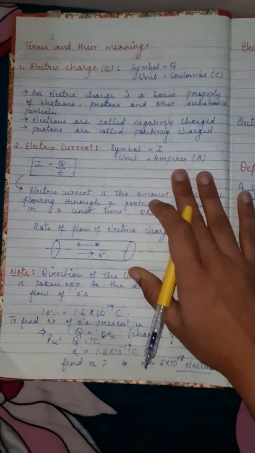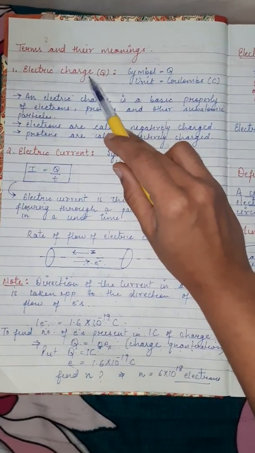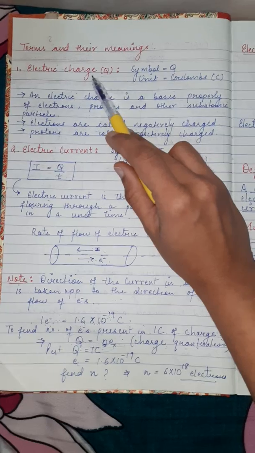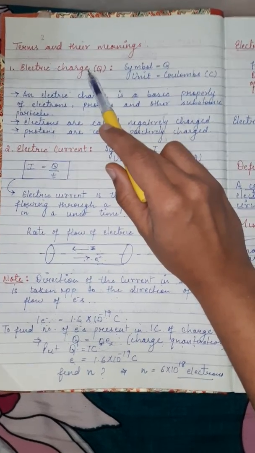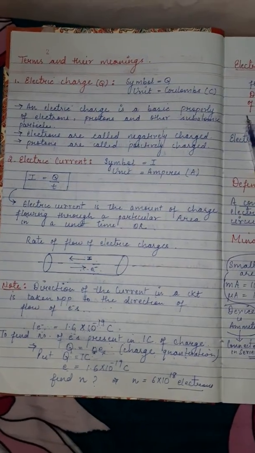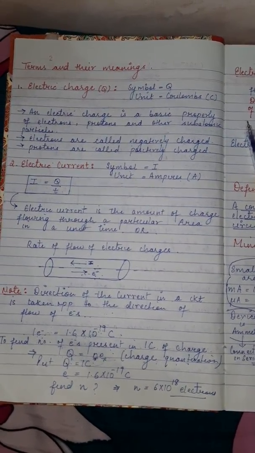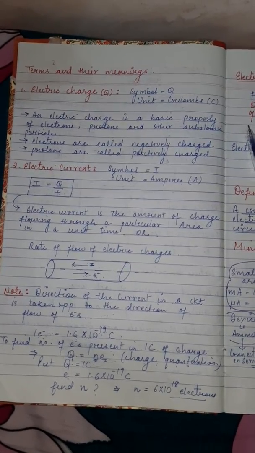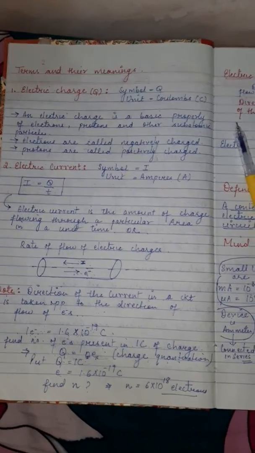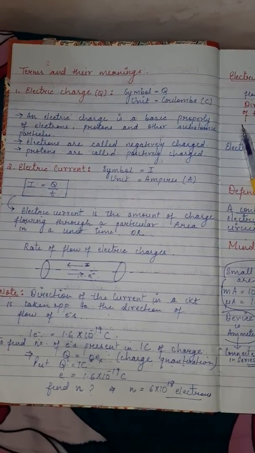I hope it is clear to you. The first term that we need to understand here to move forward is electric charge. Now, what is electric charge? You all have been studying about electrons and protons, and also you have come across that an electron is a negatively charged particle, a proton is a positively charged particle. But what is charge? Why do we need it?